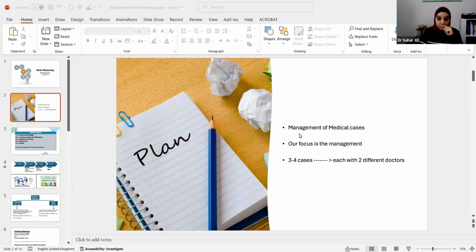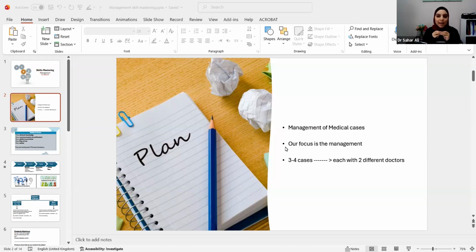So, what's the plan for today? We are going to focus on management of the medical cases. We have in PLAB 2 medical cases and ethical cases. Our focus today is the management of the medical cases. We will master together the ethical cases in another session, maybe the next session or the session next month. Let's see together how we are going to arrange for that, but today is the medical cases.